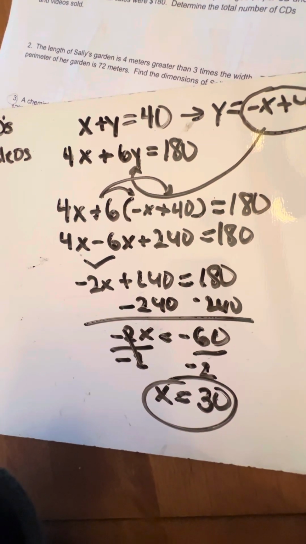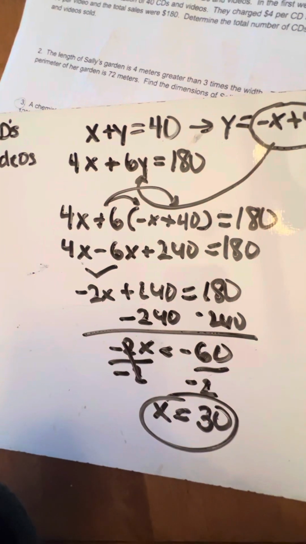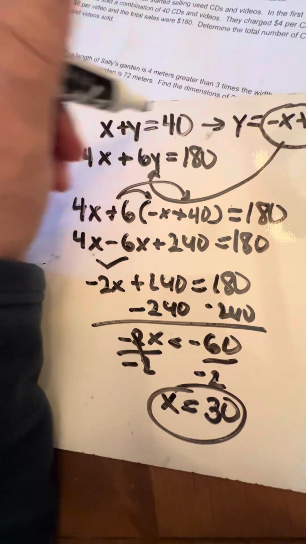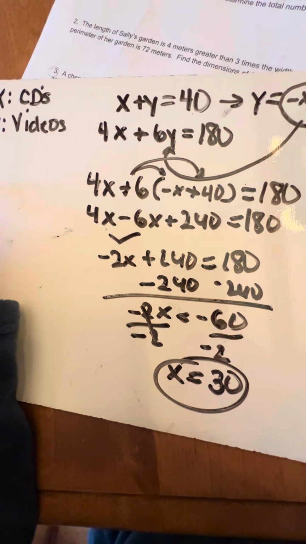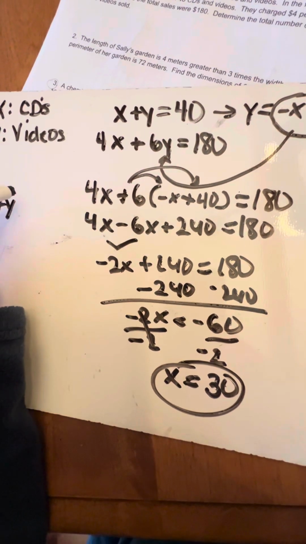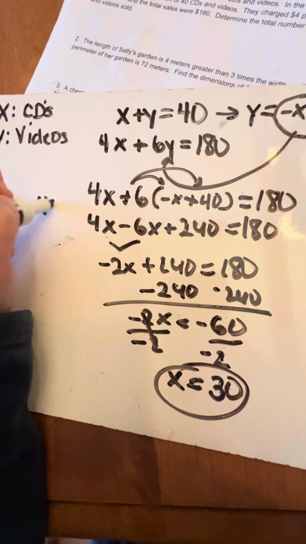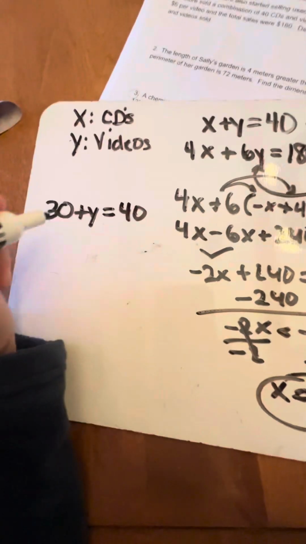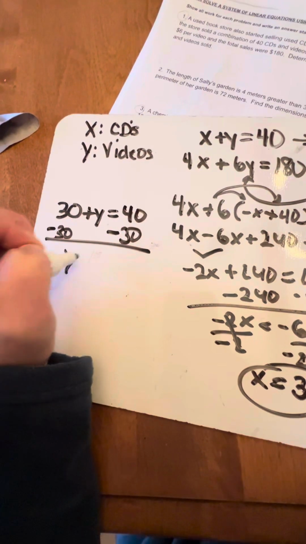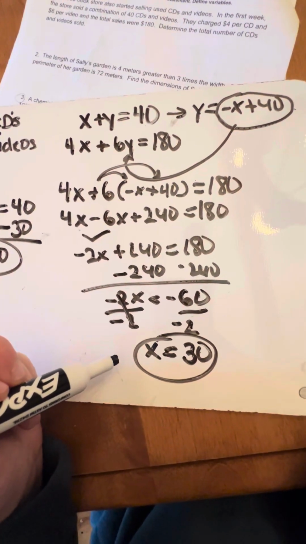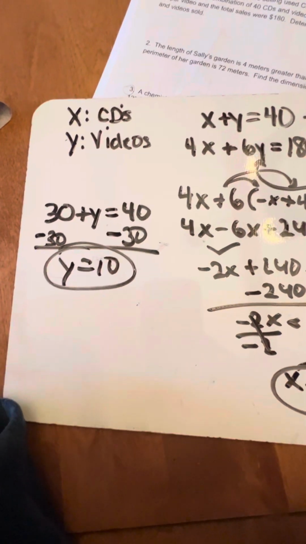And now we're going to go ahead and plug it into either of the original equations. I think it makes more sense just to do this one. And if you have X being 30, plus something else, it's going to equal a total of 40 items sold, and obviously that would make my Y only 10. So that means that I have 30 CDs that were sold and 10 videos that were sold.